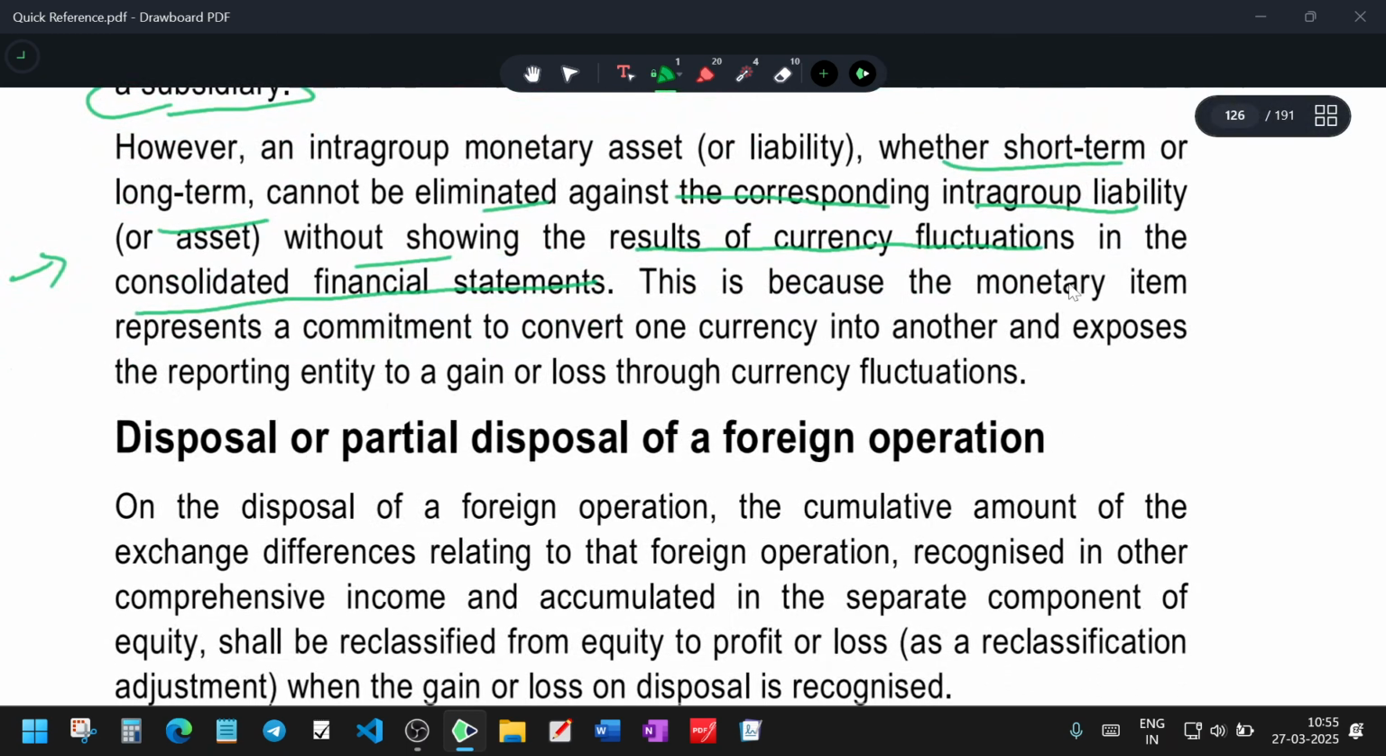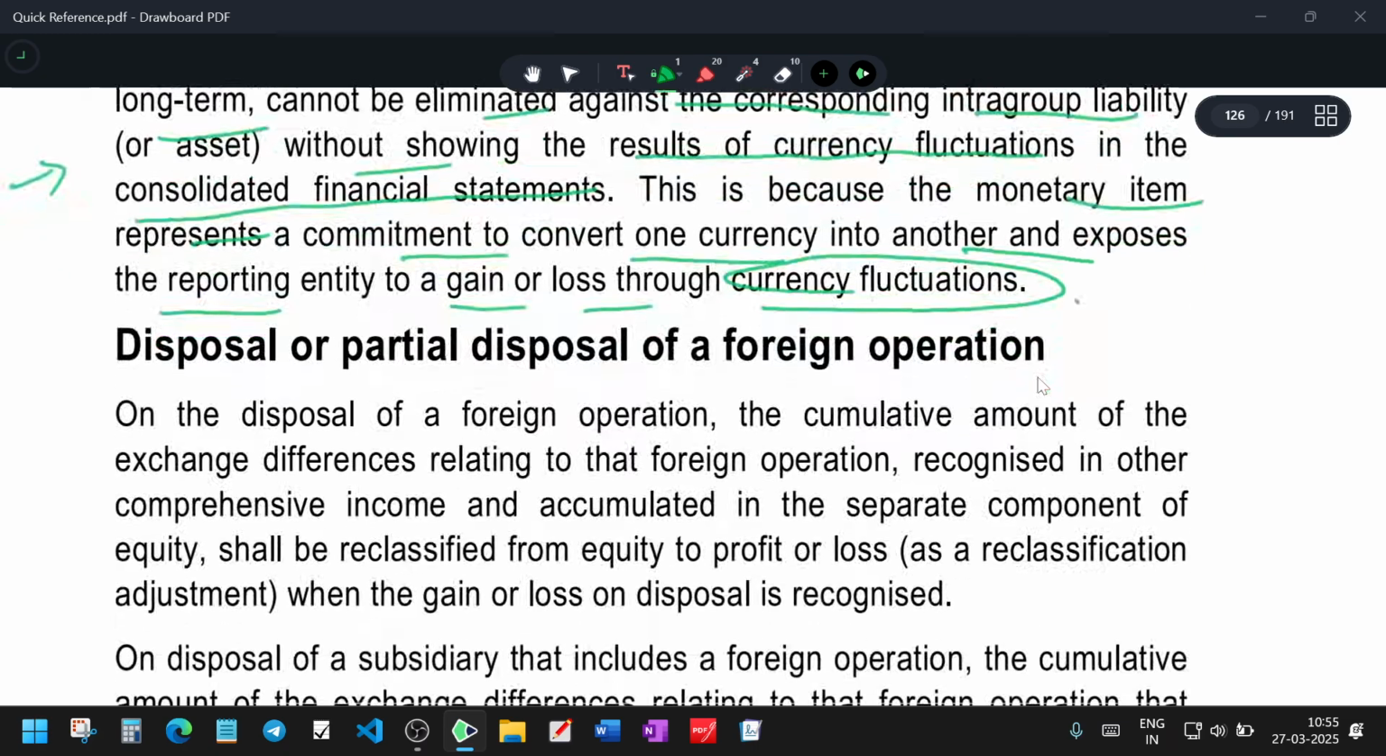This is because the monetary item represents a commitment to convert one currency into another and exposes the reporting entity to gain or loss through currency fluctuation. So this is all due to the commitment to convert from one currency to another currency. We want to convert it, and for that commitment, we are sitting here.